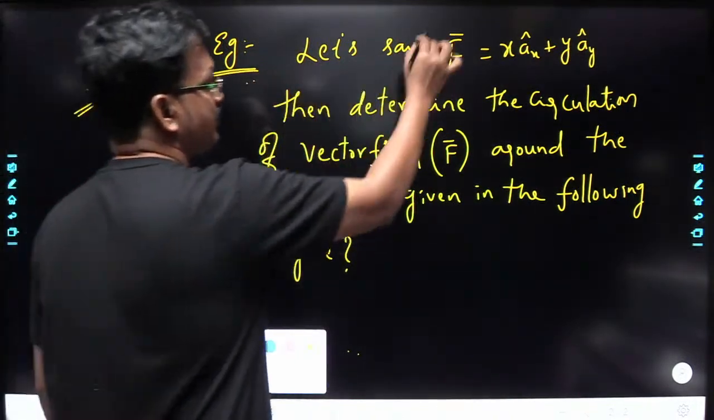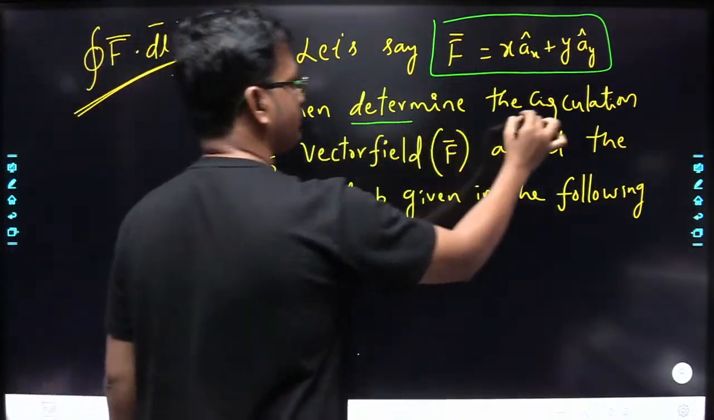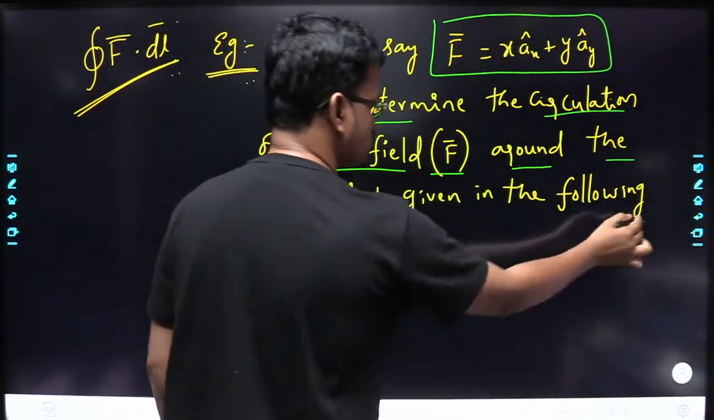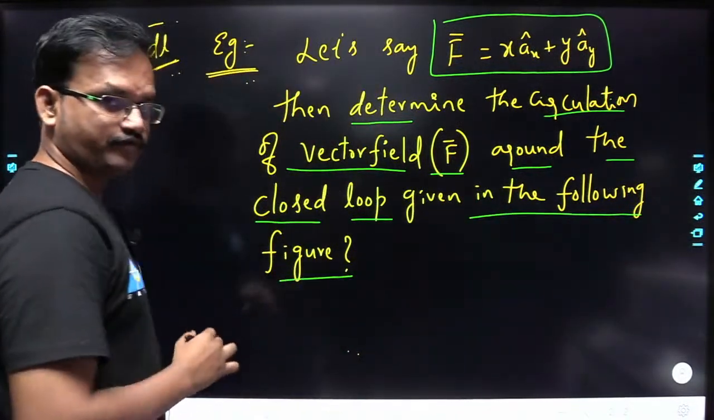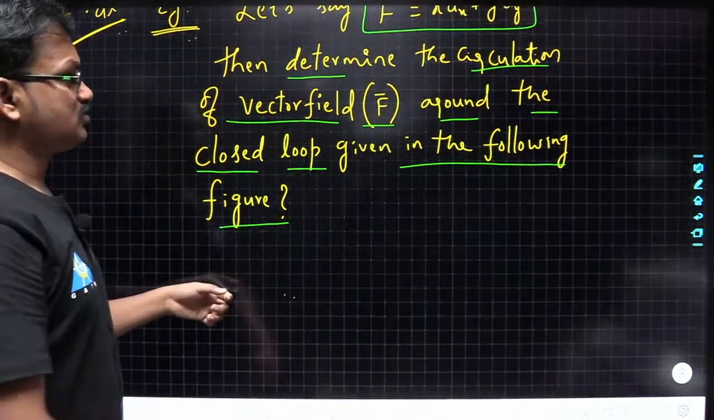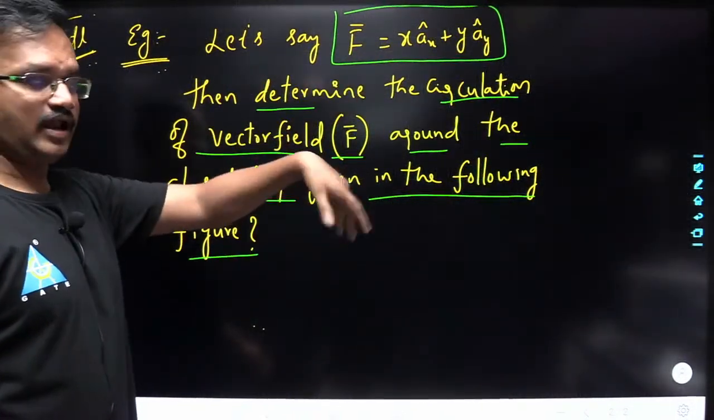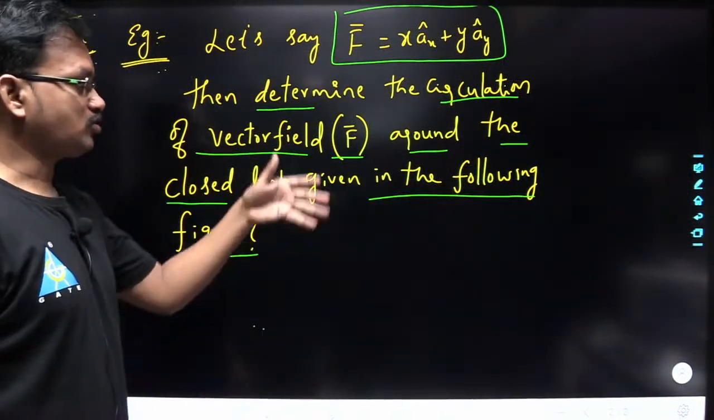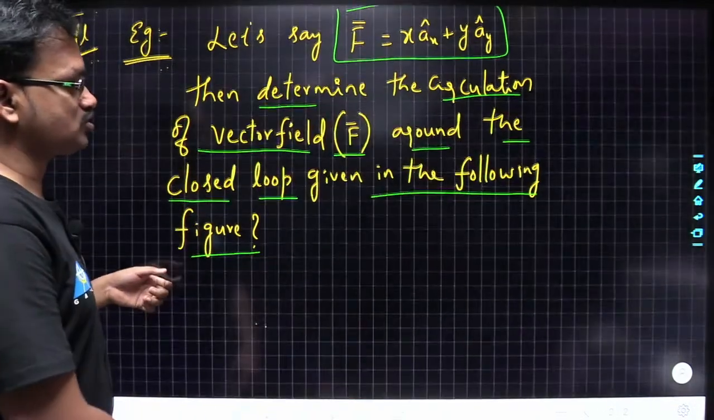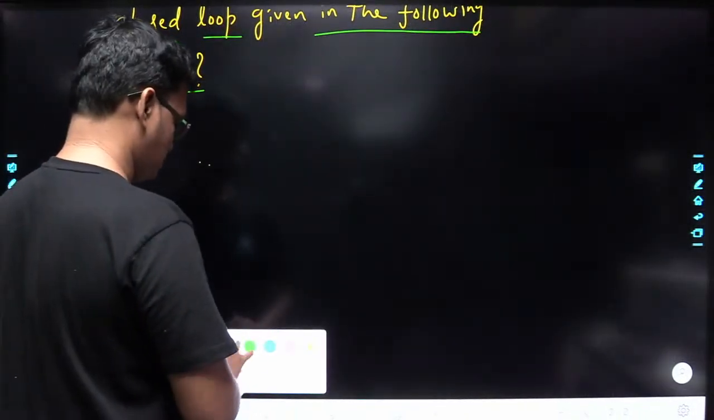So they have given F bar and they are asking to determine the circulation of the vector field around the closed loop that is given in the following figure. So around that closed loop you have to determine how much of the field is aligned around it, that is, the circulation of the vector field around that closed loop. This is the figure they have given.